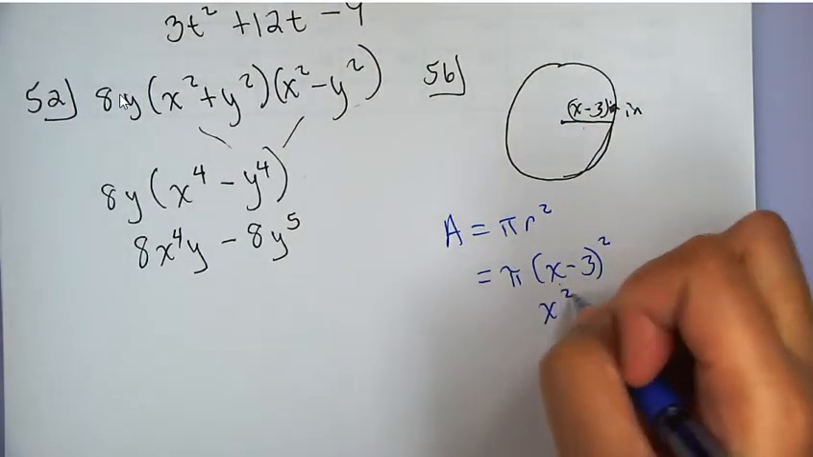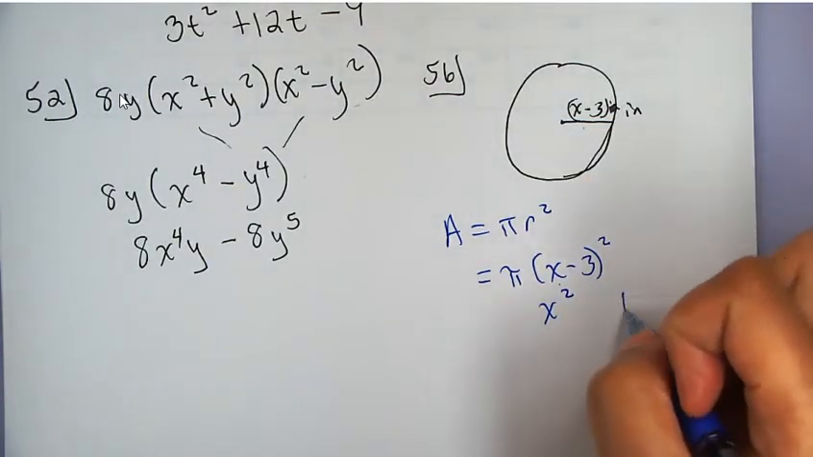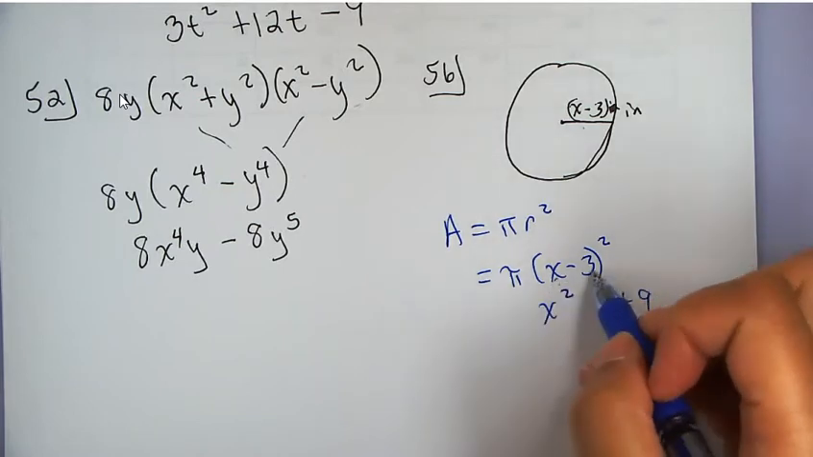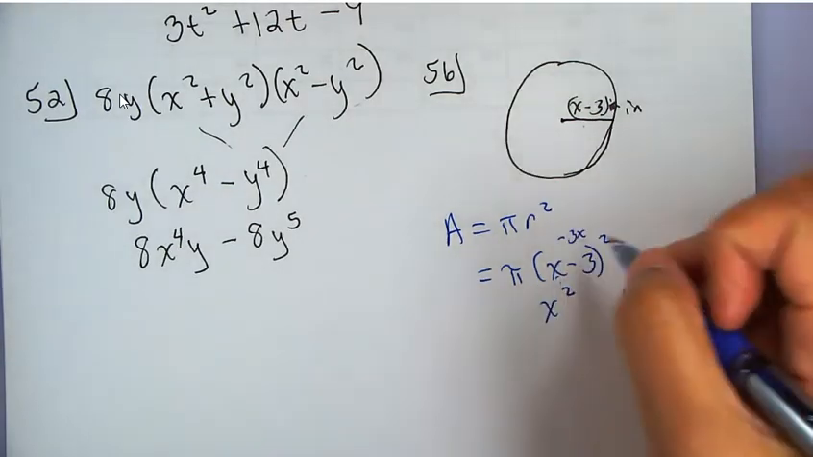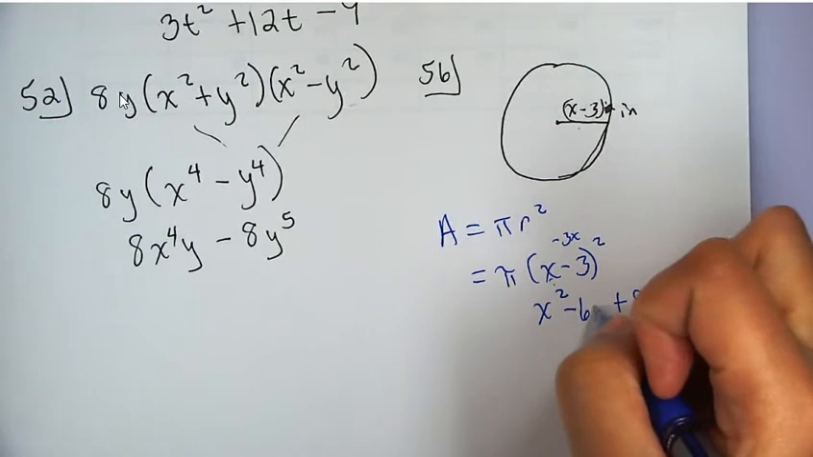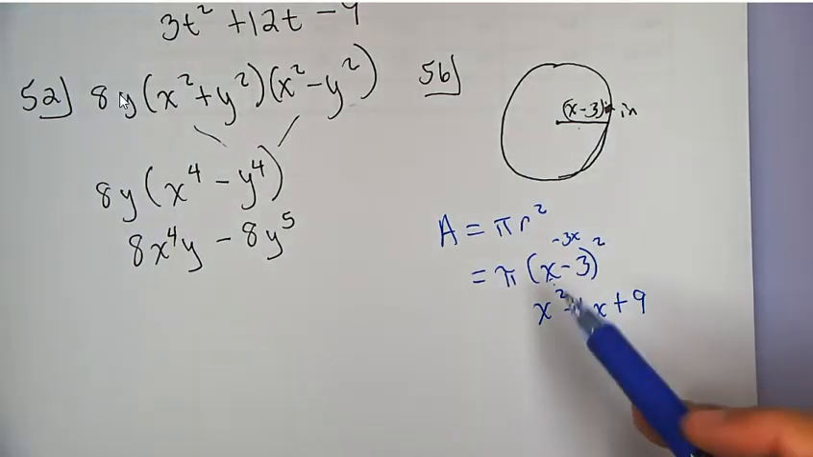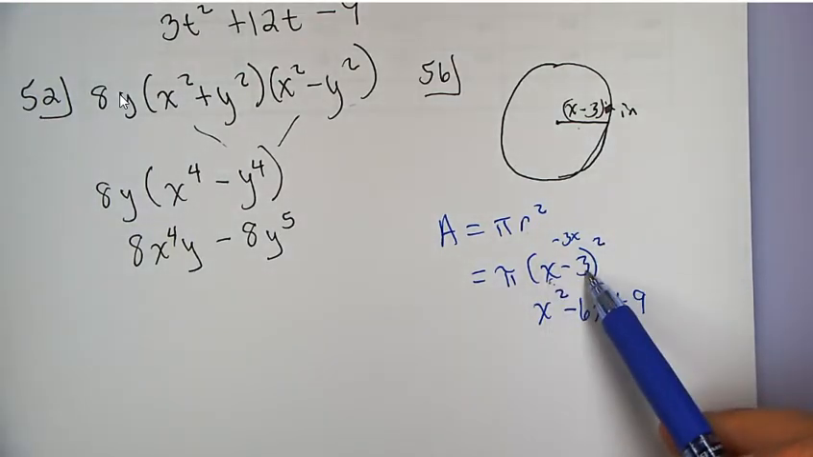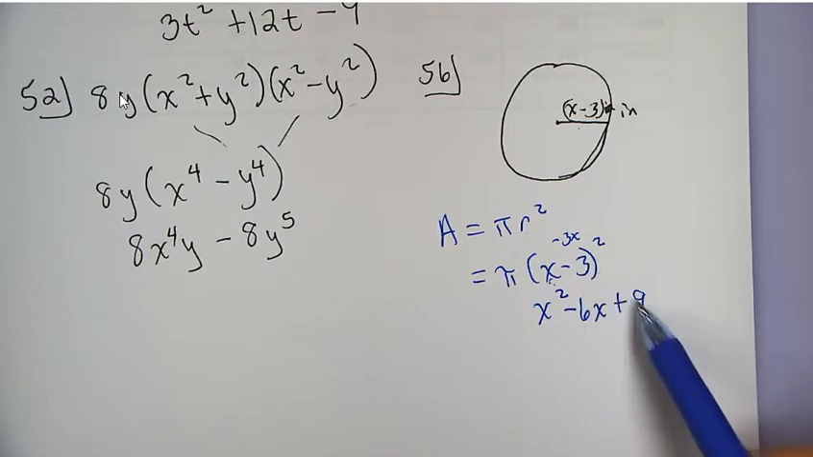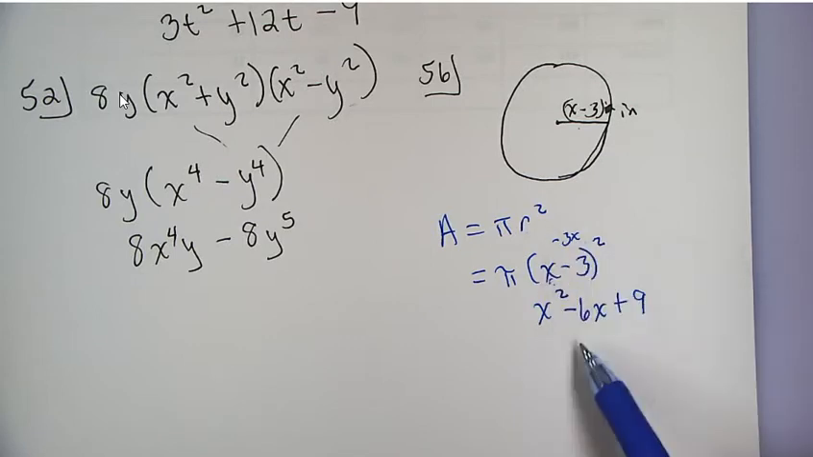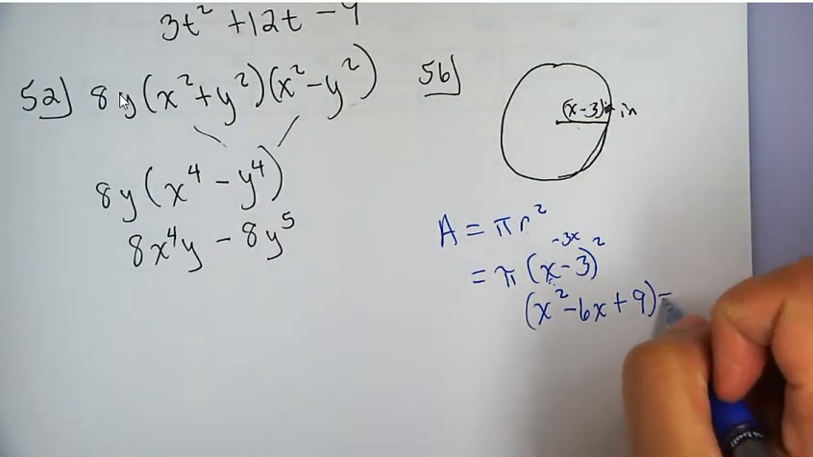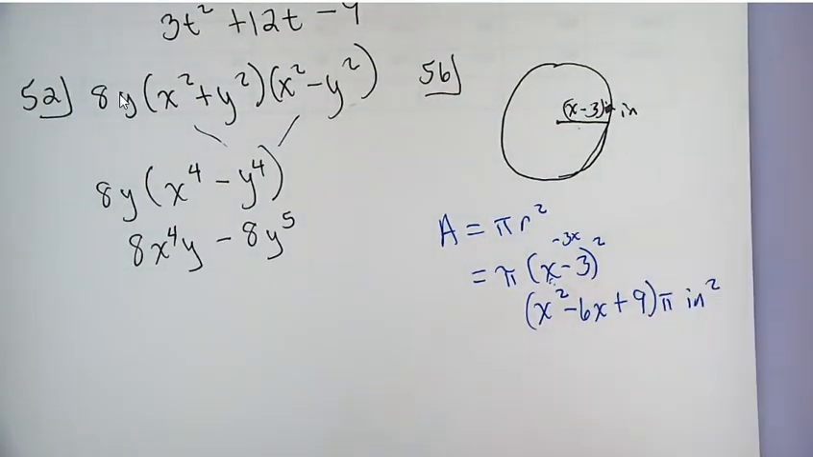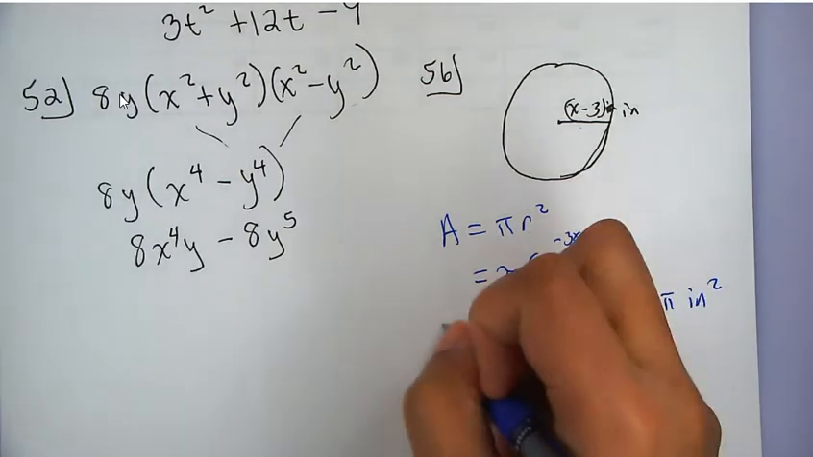Square the second one. Multiply them. If I multiply, I get negative 3x. Double it, I get negative 6x. Let's review that. Square the first one. Square the second one. Multiply them. And double it. And there we have it. Times pi inches squared. And that is my answer for my area.